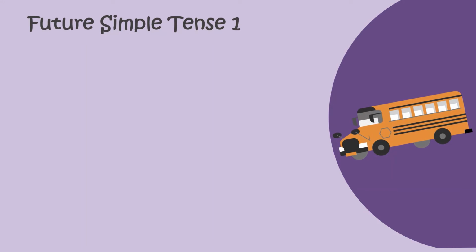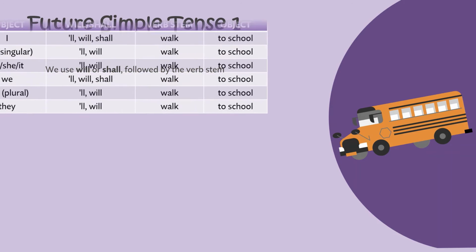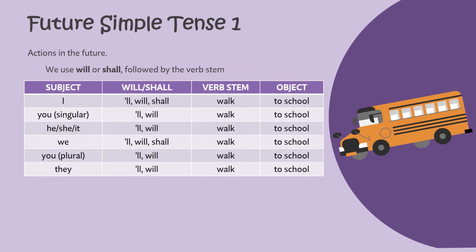Moving on to future simple tenses. There are two forms of these tenses, and it refers to actions in the future. For this tense, we use will or shall for the first form of future simple tense. You follow this with the verb stem. For example, I will walk to school, or I shall walk to school. He will walk to school.